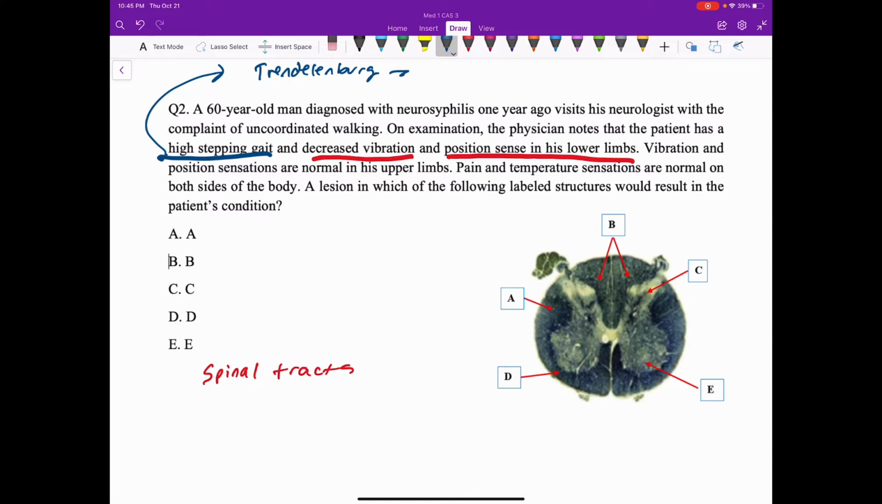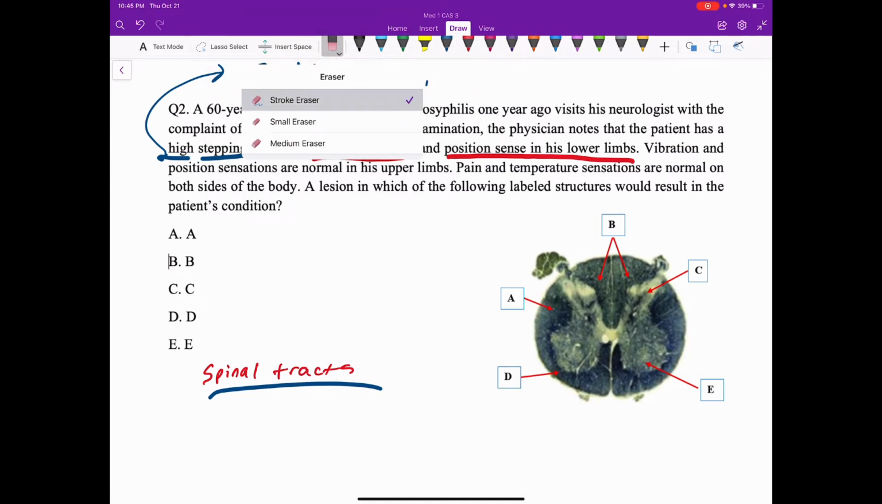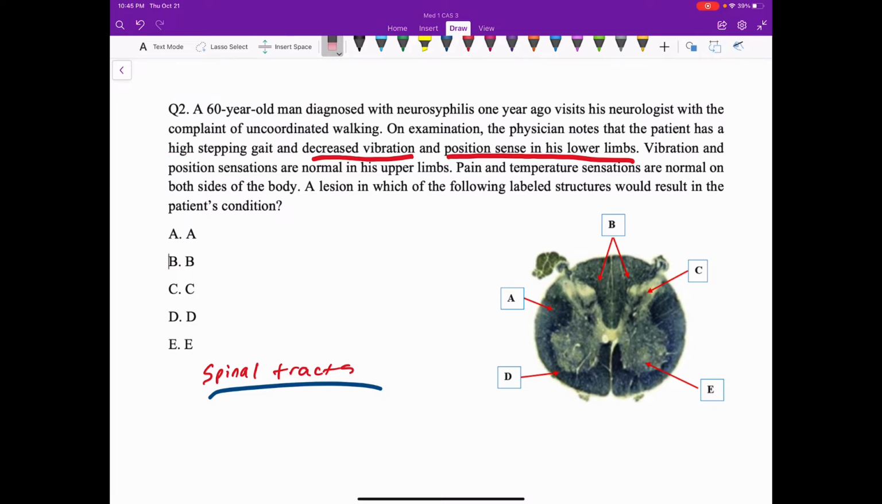And this would deviate into two different types of muscles and nerves. You could think the gluteus max and the gluteus min. But whatever, we're talking about spinal tract, so we're not going down that rabbit hole. Okay, so decreased vibration and position sense in his lower limbs. That's the only important thing we need to know right now. Let's keep reading. Let me erase this real quick.